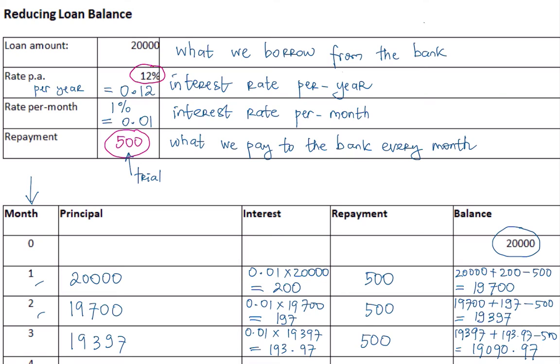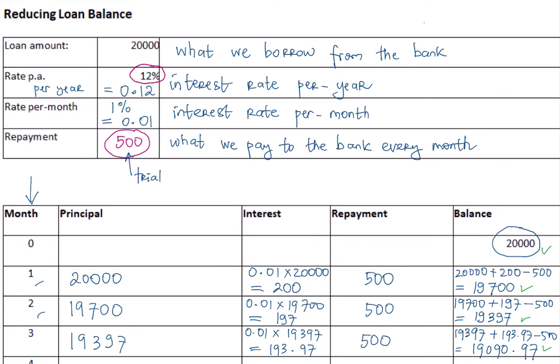So we are on the right track because every month, apparently, our loan balance decreases. First is 20,000 and then 19,700 and so on. So you are on the right track. Every month your loan is decreasing. So the idea is by the end of certain number of months, it should reach zero, meaning you have paid back your loan to the bank.